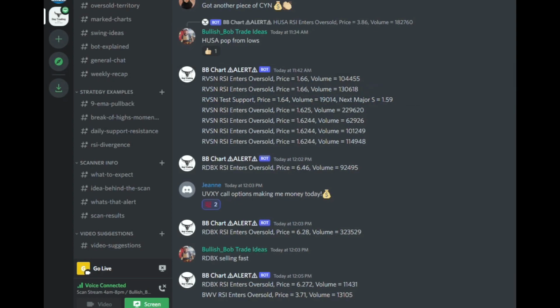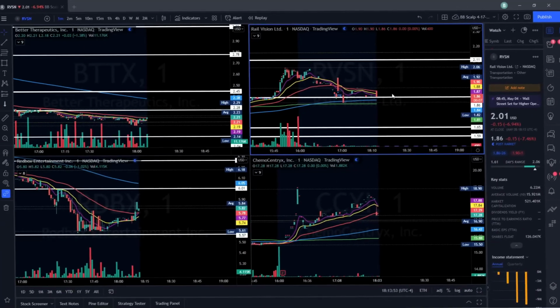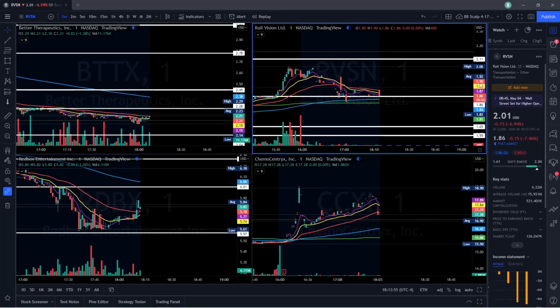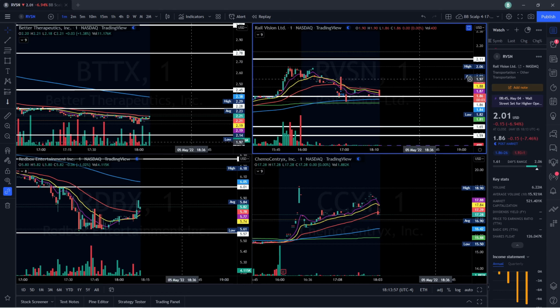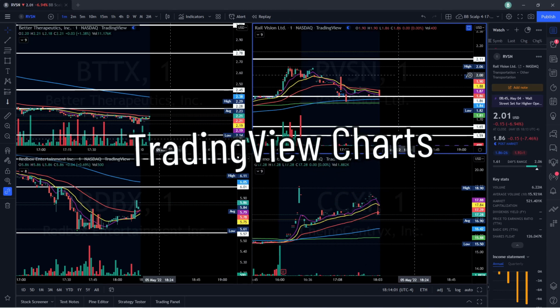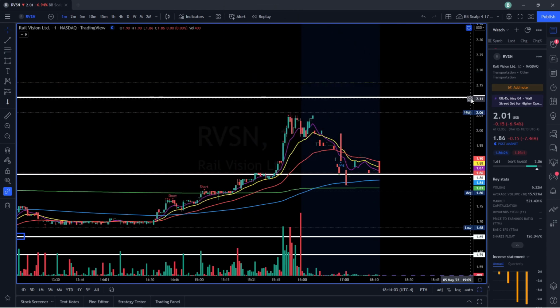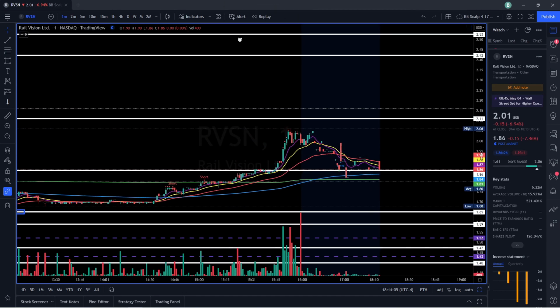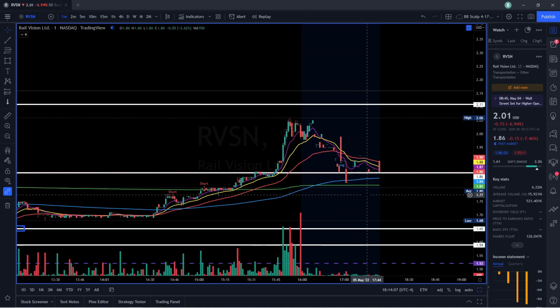Let me move over to my charts now. All right, and move this. So I have RVSN here in the right hand corner. These are just four 1-minute charts of a few stocks that I can keep watch on. That way I'm aware of what's moving. But RVSN started hitting the scanners a couple days ago.